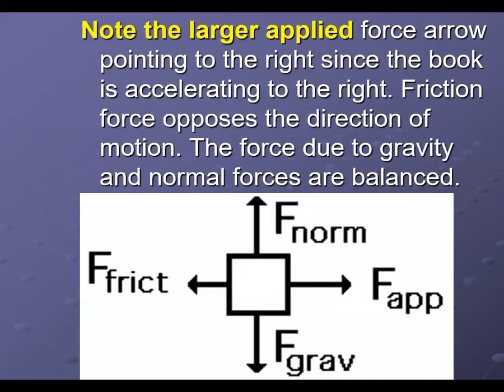All right, and here we see, and it says, note the larger applied force arrow because size matters. It shows it represents a bigger force. It shows that this is unbalanced. And what does this mean? This means the book is going to accelerate in the direction of the applied force. Okay.